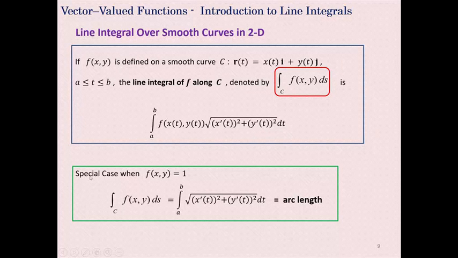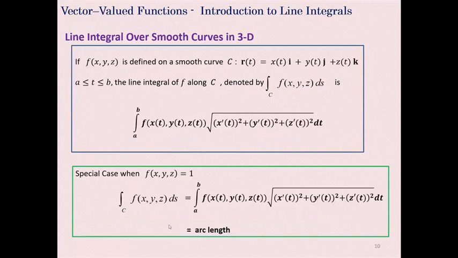There's an interesting special case. When the function f is identically equal to 1, that means it's a constant function, we end up getting the arc length of the curve. And naturally, we can extend the line integral to the case when the curve is a three-dimensional curve and the function is a function of three unknowns. And as before, the special case f x y z equals 1 gives us the arc length of the curve C.